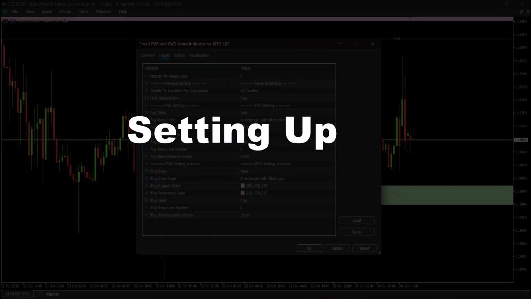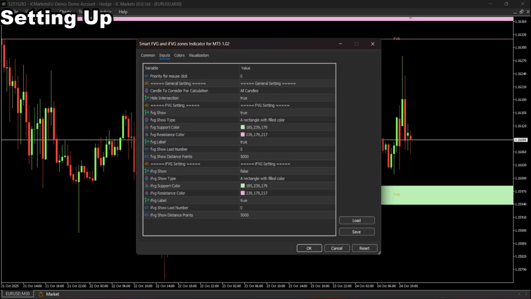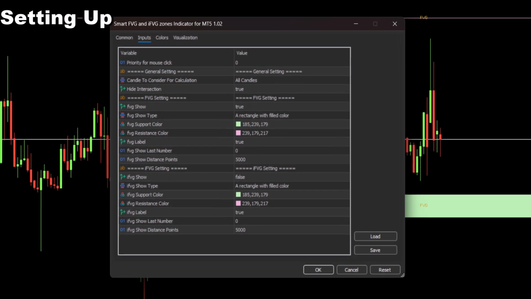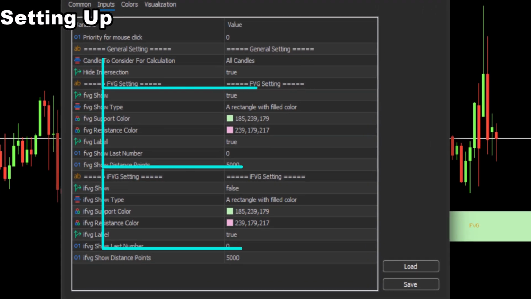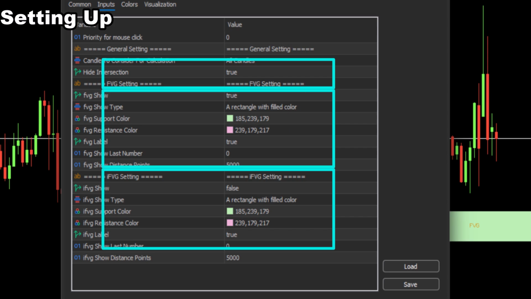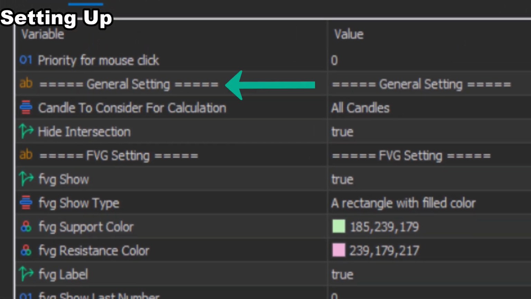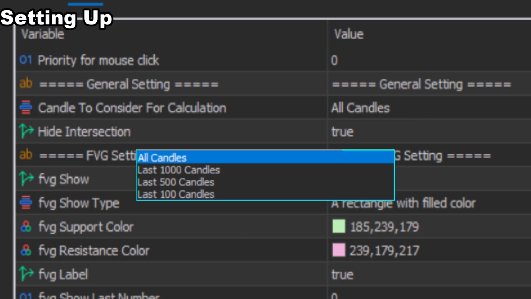Alright, after you drag the indicator onto your chart, you will see this window. If you open the Inputs tab, you will notice that this indicator has three different sections. The first section is about general settings. The first input is candles to consider for calculation, and it has four different modes: all candles, last 1000 candles, last 500 candles, or last 100 candles.